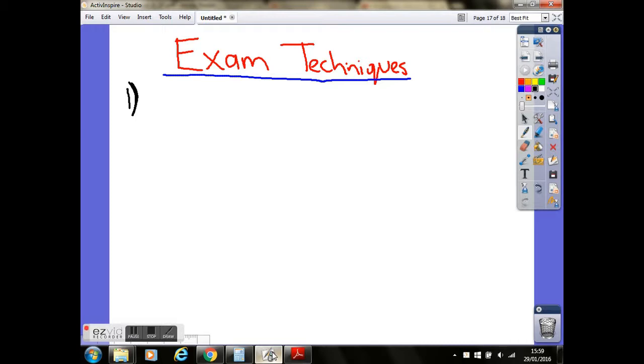So to summarise that, I'm just going to put create notes at the start of your exam if you can, and if you think it's going to be beneficial. Okay, so that's my first tip for how to improve your exam.